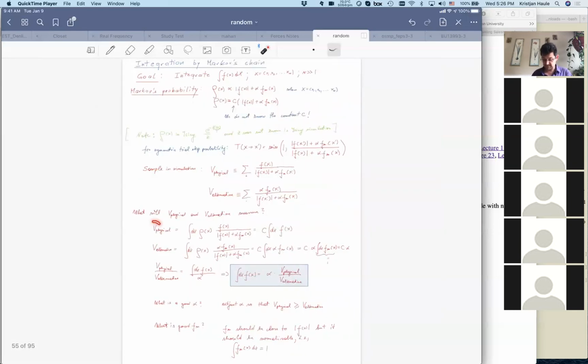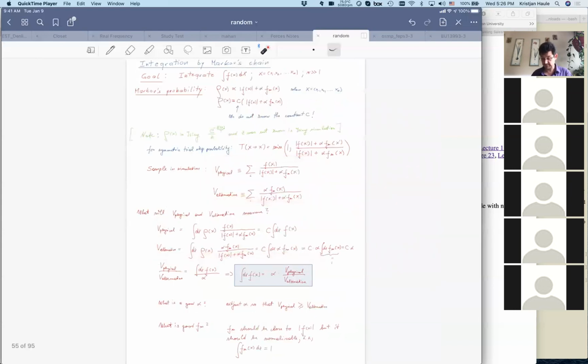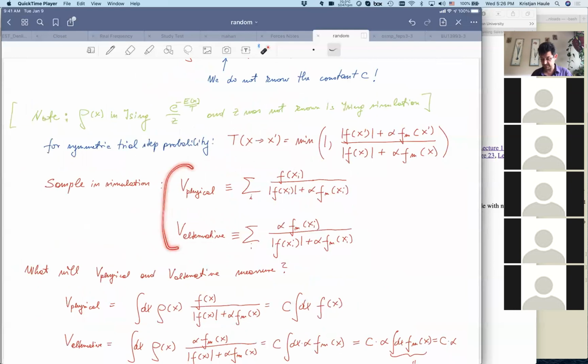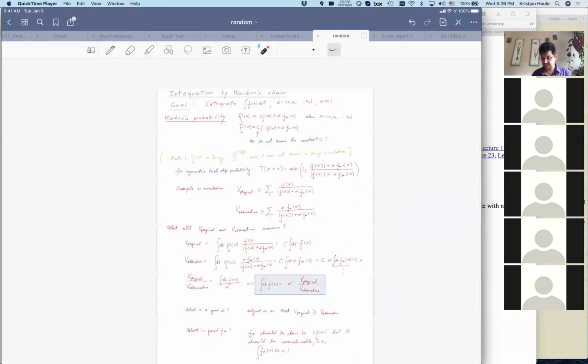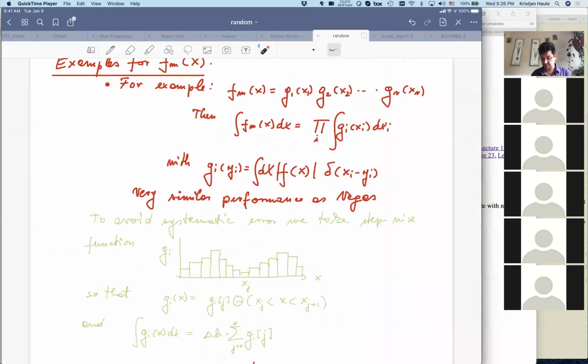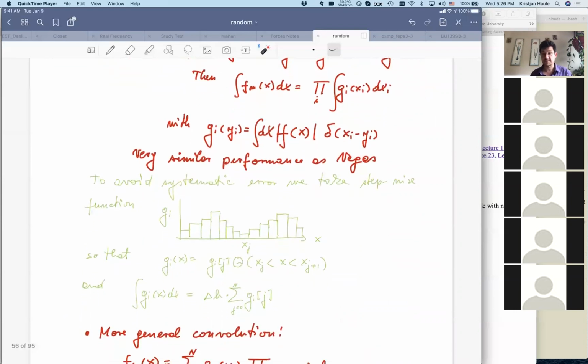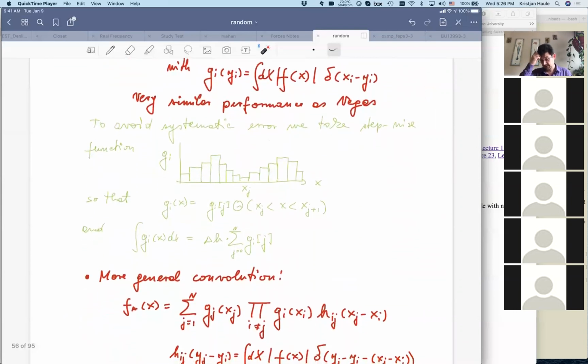When we do the random walk, in addition to calculating these two, v physical and v alternative, which we are measuring, we can also measure all these projections, all the projections to all the x's. For those projections, we can then construct this measuring function. This is basically the same as Vegas, and the performance is similar to Vegas.